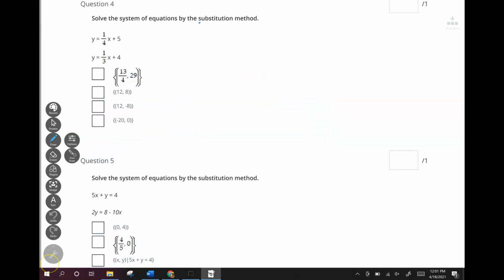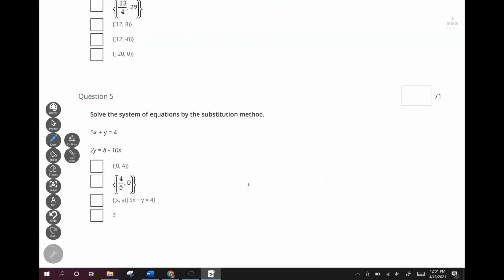All right, you're using substitution on number 4 as well, but notice on this one they already have the y's isolated in both equations. So to solve this one, you just want to set the equations equal to each other. It's like you're substituting this in for that. Since y equals 1/3 x plus 4, you can replace that y with 1/3 x plus 4. So here's what it would look like. And then you're just going to solve for x. So I will let y'all do that, and you'll plug that x back in to get your y.